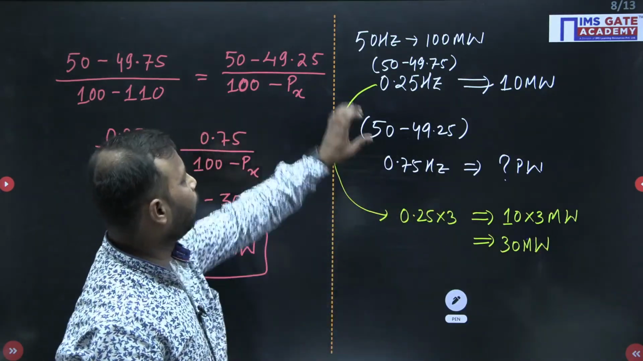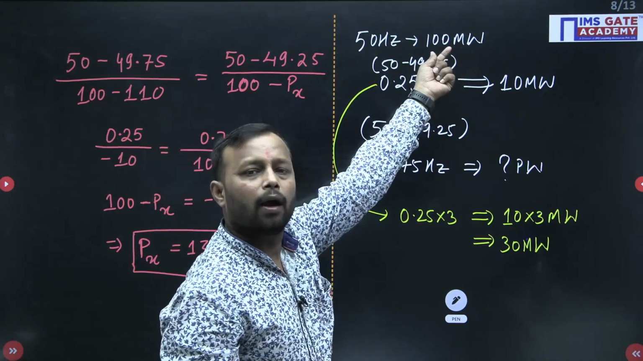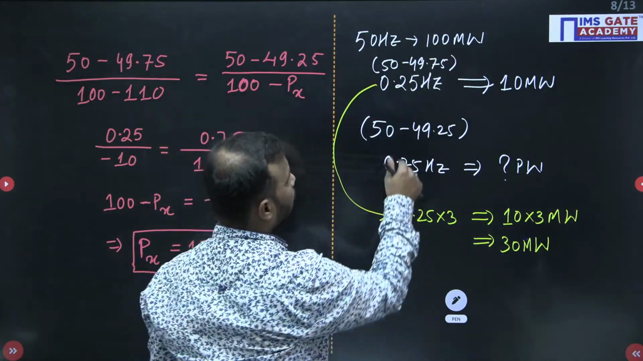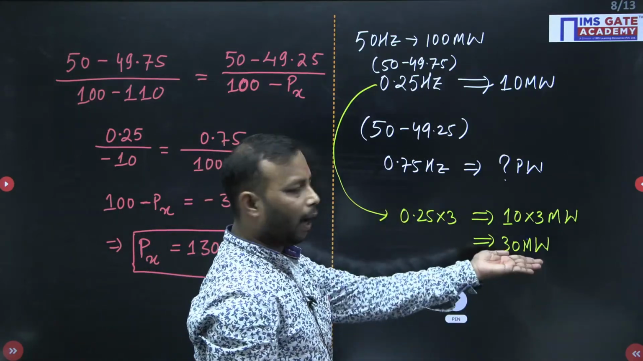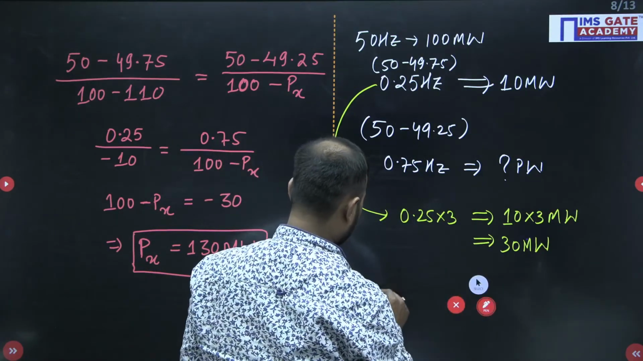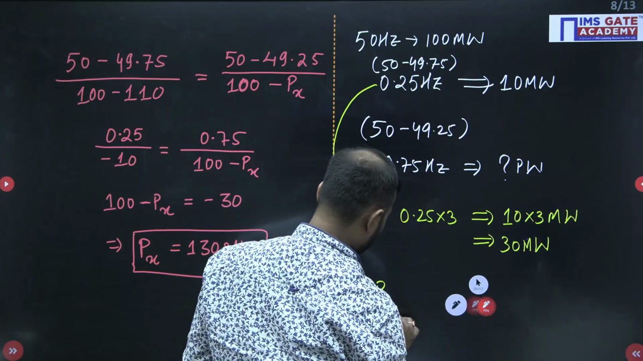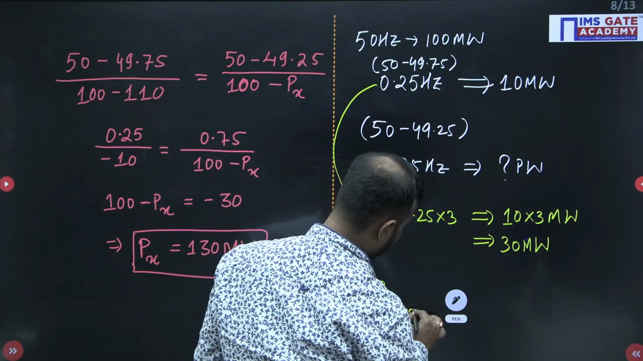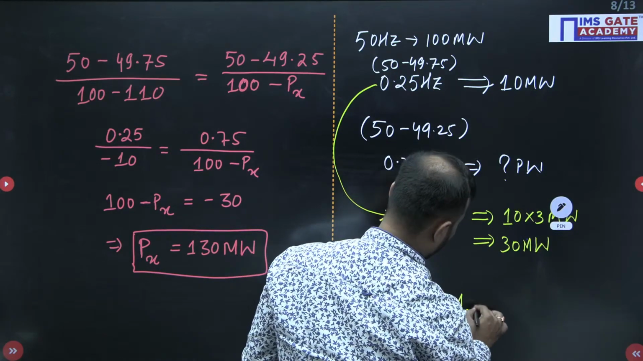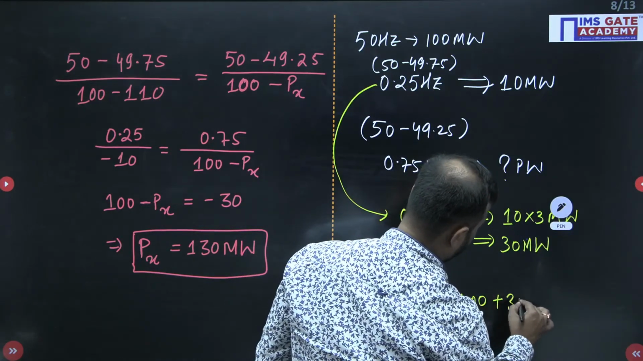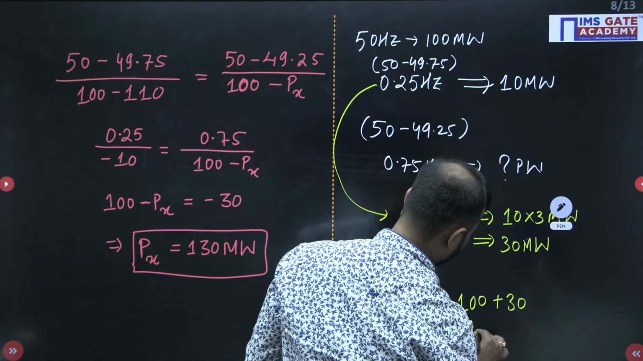Done. So at 50 hertz, what was the power? 100 megawatt. So for 49.25, add this value. So what will you get? Power at 49.25 hertz is equal to 100 plus 30, which is 130 megawatt.